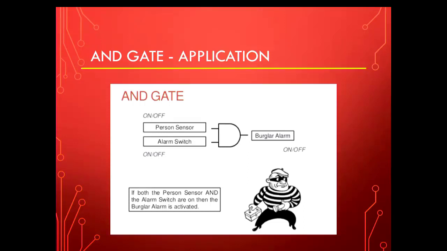Here's an application for an AND gate: a burglar alarm. Both the person sensor and the alarm switch must be on. The alarm switch is user dependent, so the user can set it to on or off. Maybe when you are going to sleep, you want to leave it on. If both the person sensor and the alarm switch are on, then the burglar alarm is activated. This could go on the door handle of your door or on the inside of your car door. The alarm switch is always on, and whenever someone tries to sneak in, the sensor goes to 1. When both the inputs are 1, it's going to generate an alarm, right?